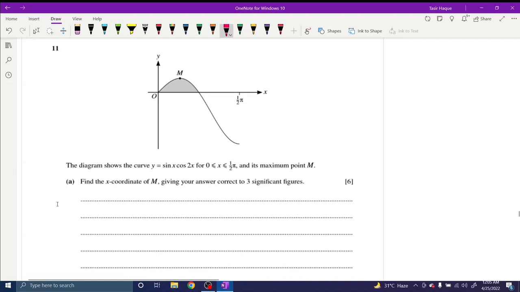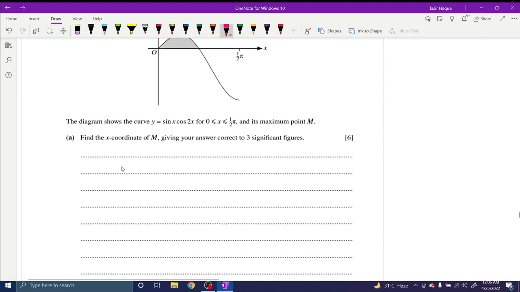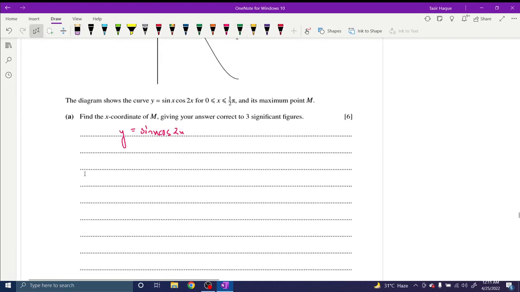We're doing the last sum now. So we know that in 11, the diagram shows the curve y is equal to sine x cos twice x. Find the x-coordinate of M, basically the maximum point. So for this question over here, we are going to apply the product rule, right? So I'm going to keep sine x normal first. For cos twice x, the differentiation is minus 2 sine twice x, okay? Plus, we're gonna keep cos twice x normal now, and the differentiation of sine x is just cos x, okay?